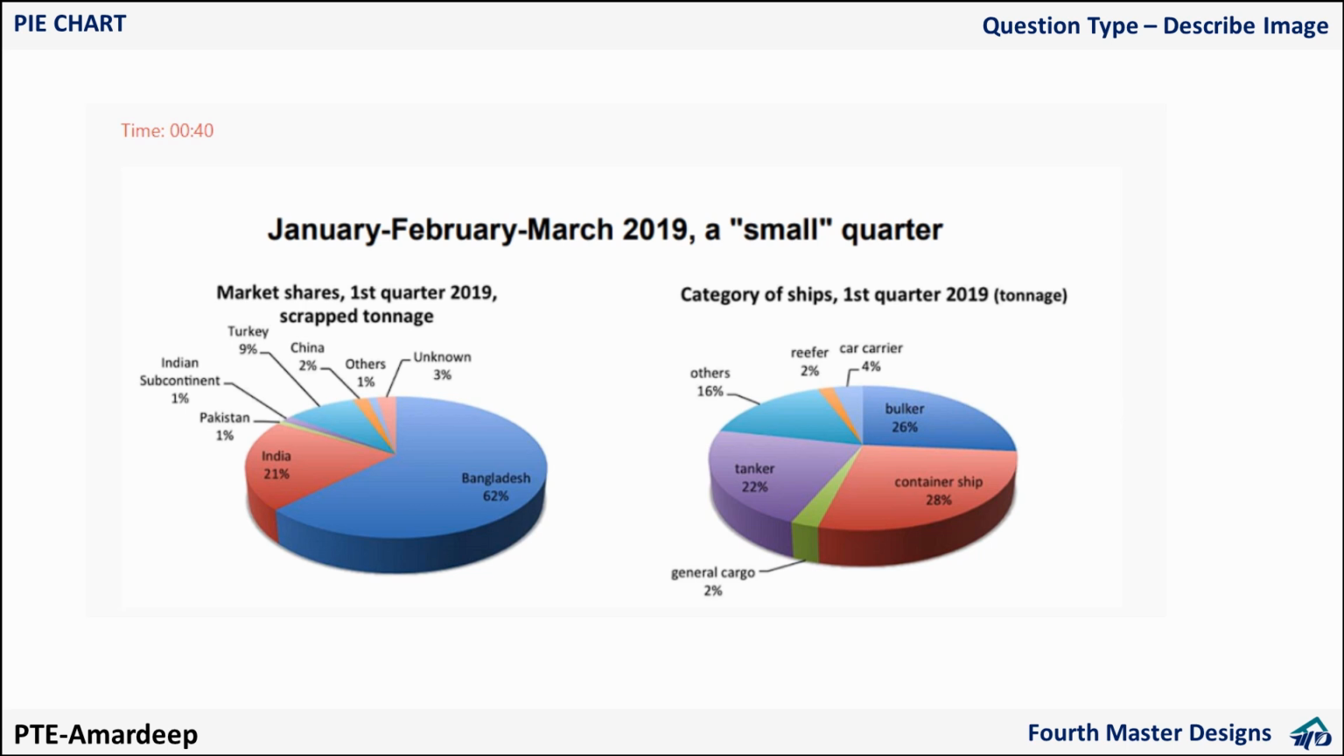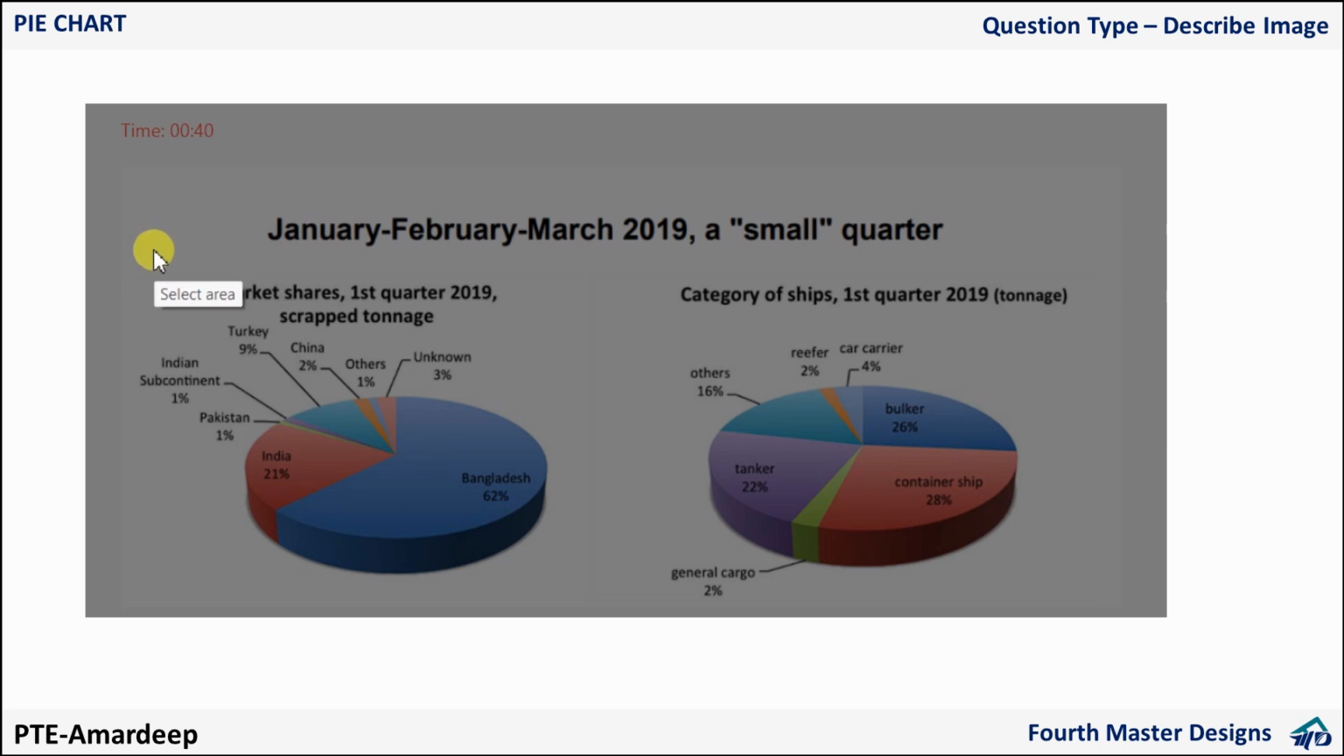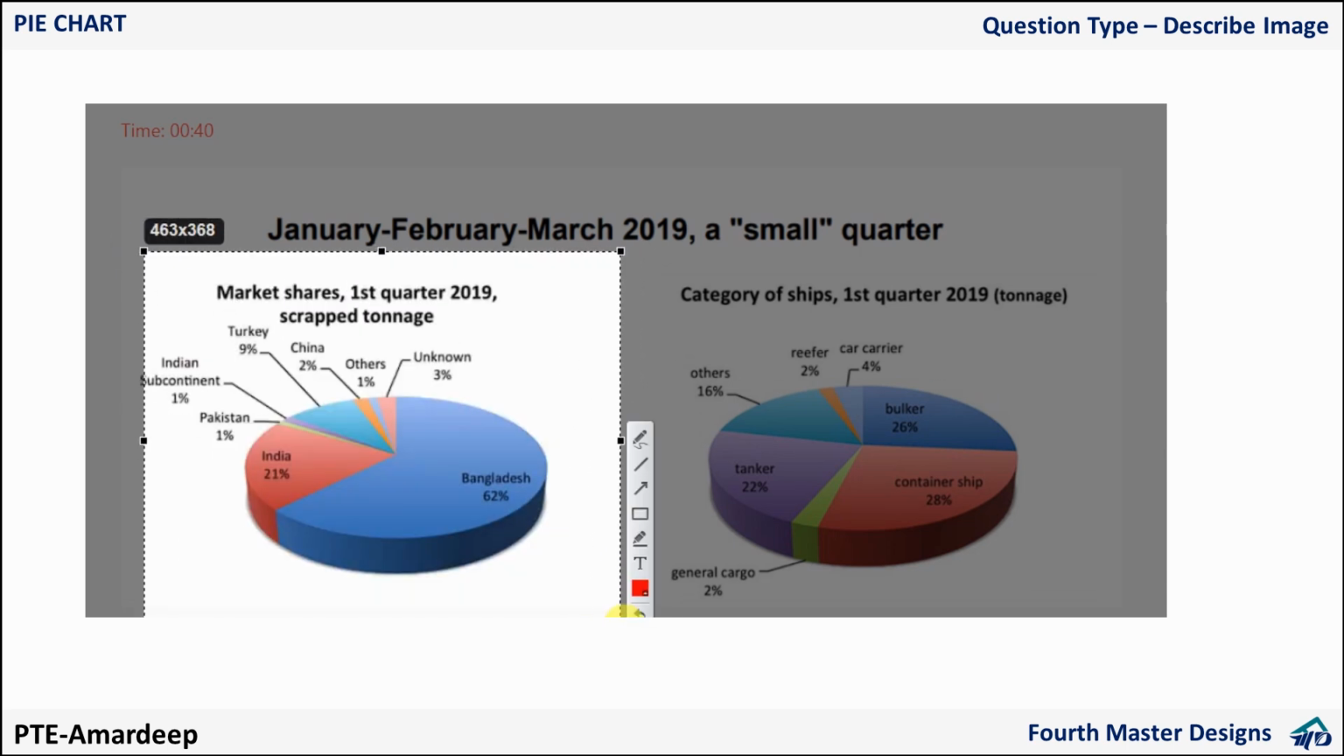But in case of one pie chart, what will you do? I'll just highlight. So let's say you're getting one pie chart. I'll simply say the pie chart gives information about market shares, scrap tonnage, first quarter 2019. The different countries are Bangladesh, India, Pakistan, Indian subcontinent, Turkey, China, others, and unknown.